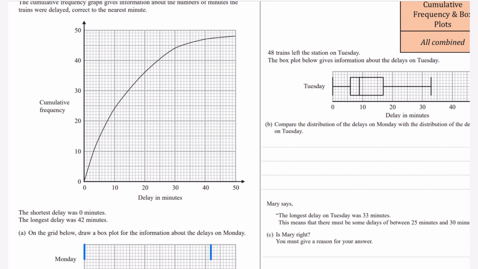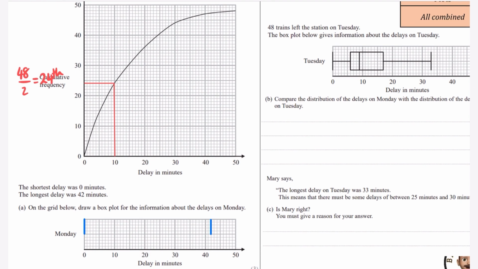So the median is going to be halfway. You don't have to do any of that +1 kind of thing. So if I do 48 divided by 2, that is going to be the 24th for the median. So if I put the 24th, that's where I'm going to try and find the median. 24 is going to be coming across here like this, and then coming straight down. So we've got that the median is 10.